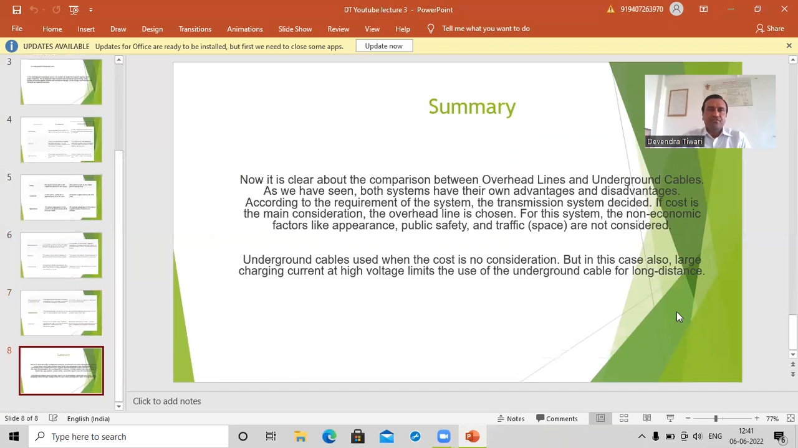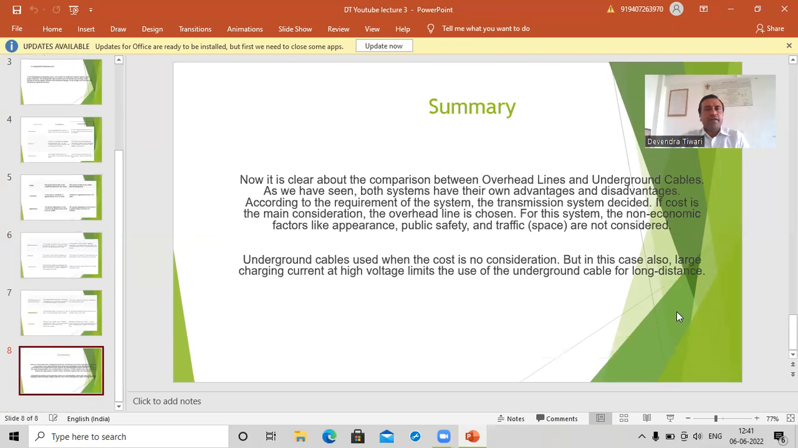Now we will summarize this comparison. It's very clear about the comparison between overhead lines and underground cables. As we have seen, both systems have their own advantages and disadvantages. The transmission system is decided according to the requirement of the system. If cost is the main consideration, the overhead line is chosen. For this system, non-economic factors like appearance, public safety, and traffic space are not considered.